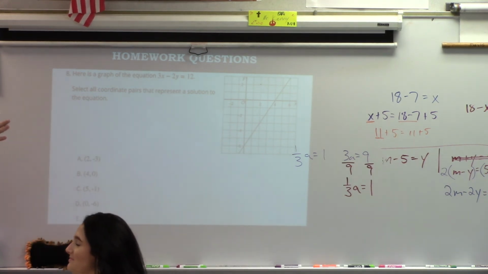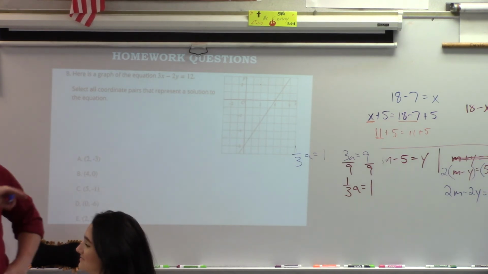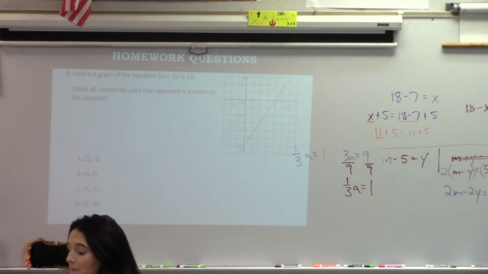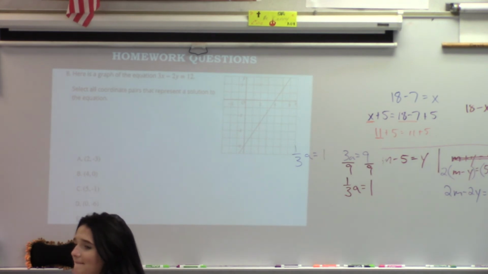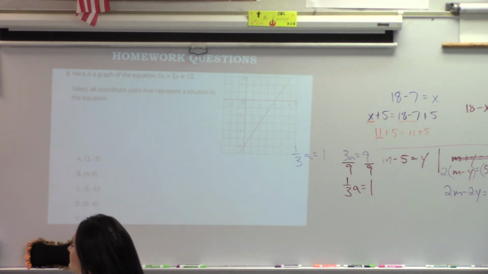For those of us who are interested in making sure that we understand the homework and can do it on our own, this number 8 is a great question to ask. What is the most important word in this problem?